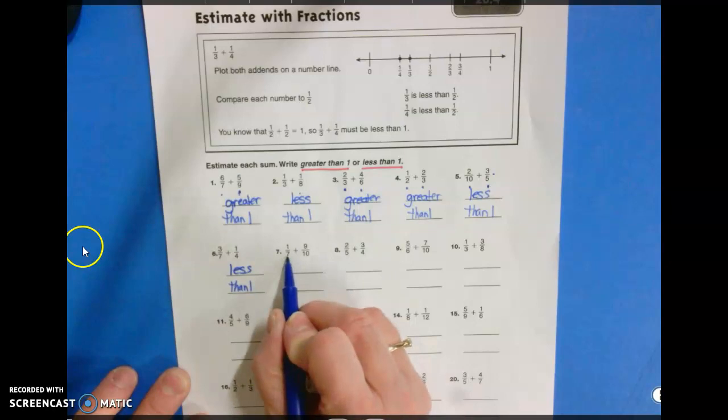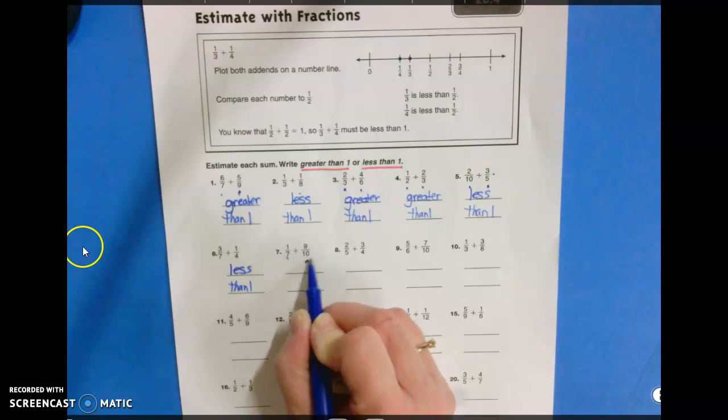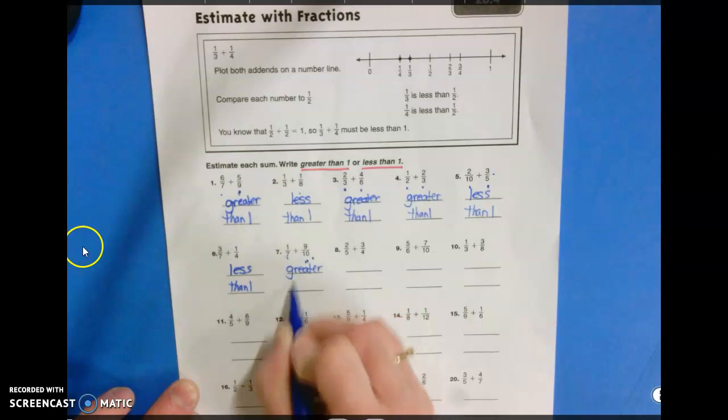1/7, that's a pretty tiny piece. But ooh, 9/10. This is a challenging one. You know 9/10 is almost the whole stick. And you know 1/7 is a pretty small piece. But remember, it would only take 1/10 more to make the whole stick. And tenths are smaller than sevenths. So this is going to be greater than 1.